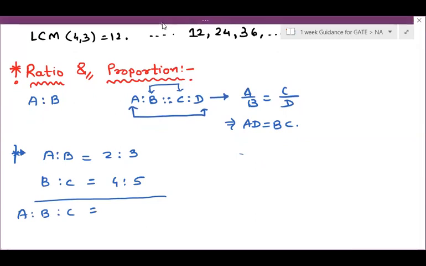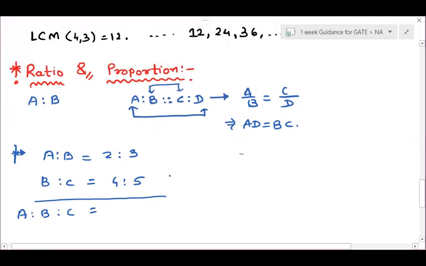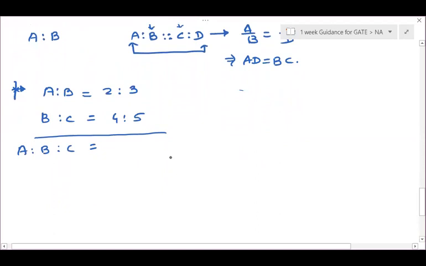So how can you find this? If A is to B and B is to C, how can you find A is to B is to C? Okay. So see here, you can go by the normal method, but see the shortcut. Just remember these signs: this into this, this into this, and this into this. Is it clear? This into this means both Bs are together, right? So this will give me A, this will give me B, and this will give me C.